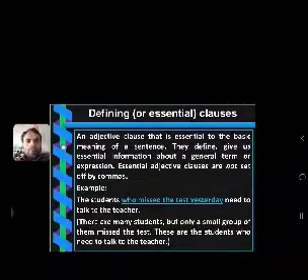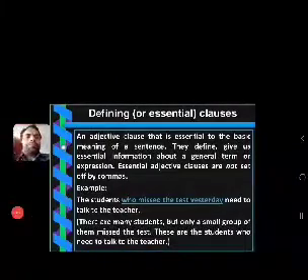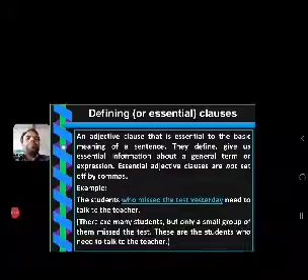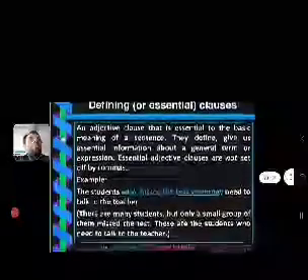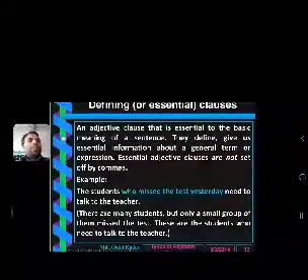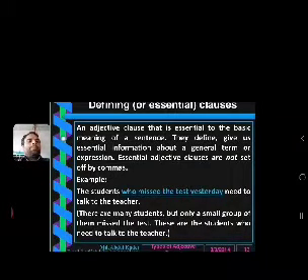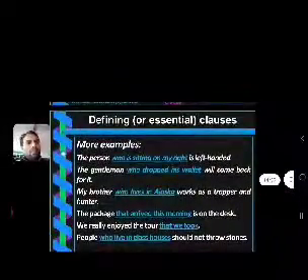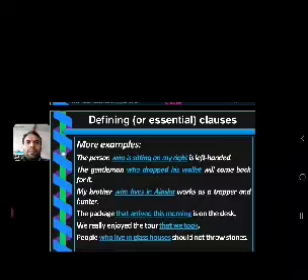There are many students, but only a small group of them missed the test. These are the students who need to talk to the teacher. Like that, defining or essential clauses.